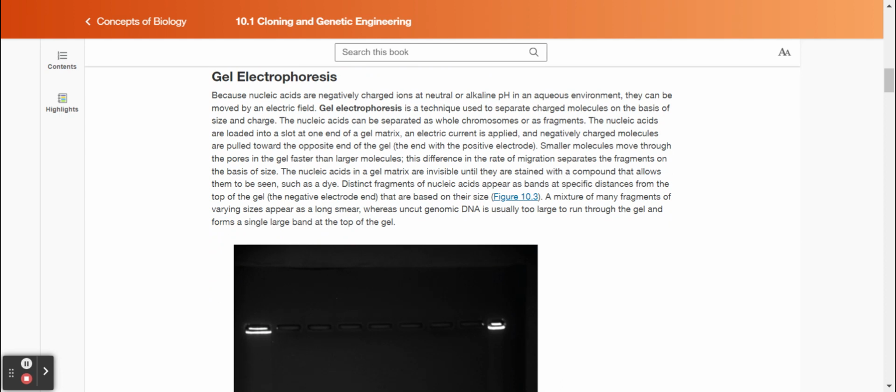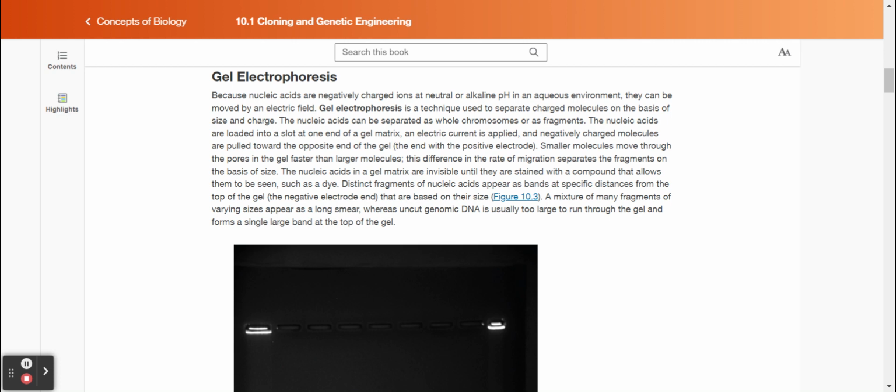Gel electrophoresis. Because nucleic acids are negatively charged ions at neutral or alkaline pH in an aqueous environment, they can be moved by an electric field. Gel electrophoresis is a technique used to separate charged molecules on the basis of size and charge. The nucleic acids can be separated as whole chromosomes or as fragments. The nucleic acids are loaded into a slot at one end of a gel matrix.